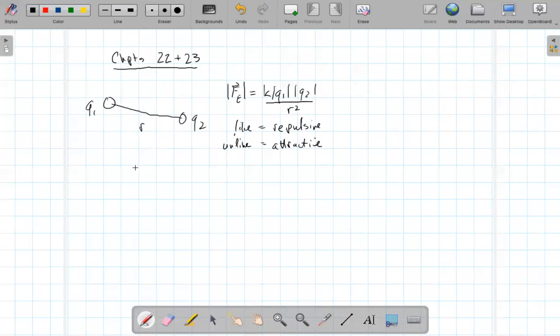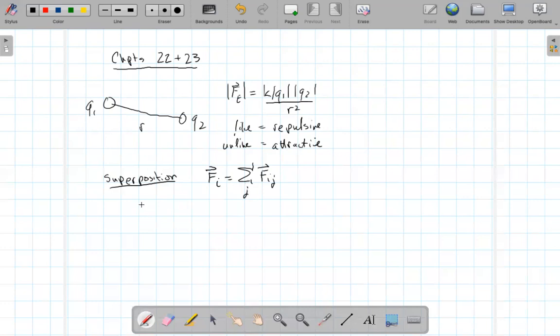Now, if I have more than two charges, then the way we deal with that is we use the superposition principle, where the superposition principle simply says that we add all the individual forces together on some particular particle, and then the total force is simply the vector sum of all those forces. So that would be that the force on the ith particle is equal to the sum over all the jth particles of the force on the ith particle by the jth particle. So this is the superposition principle.